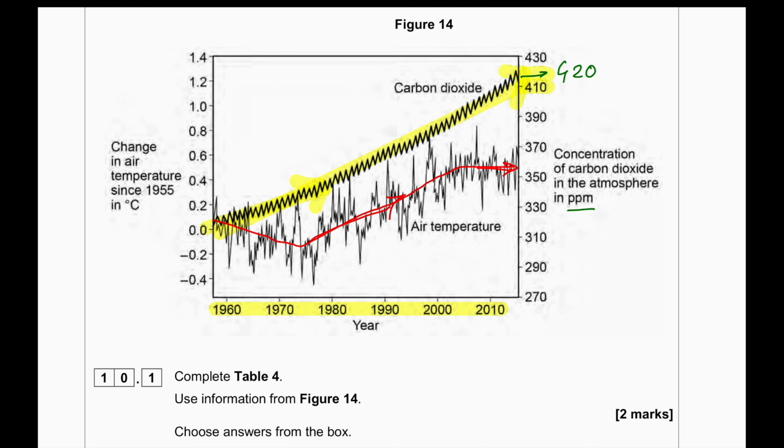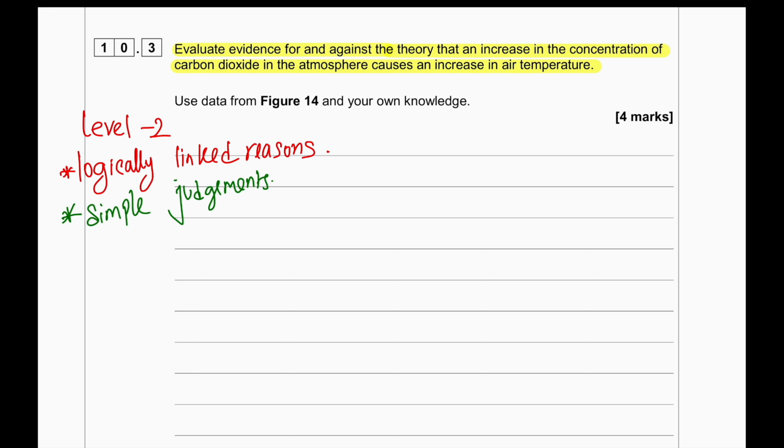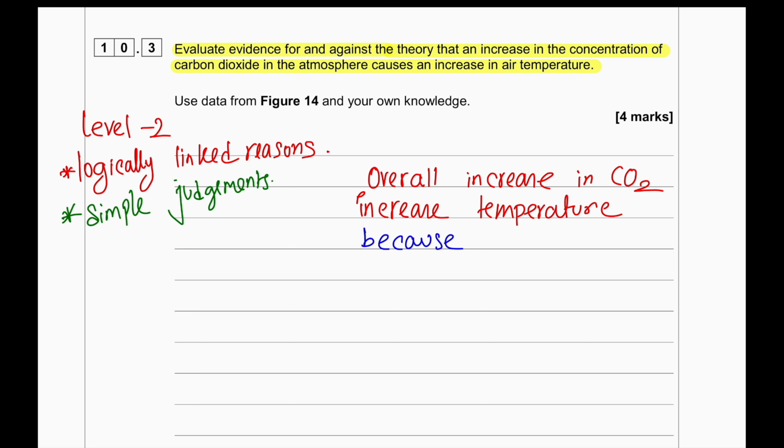So we can see that the CO2 concentration actually does cause, on average, an increase in temperature. As we can see, we have an increase in temperature by this much. So we will give a point for the theory. Overall increase in CO2 also increases the temperature because CO2 traps infrared radiation.